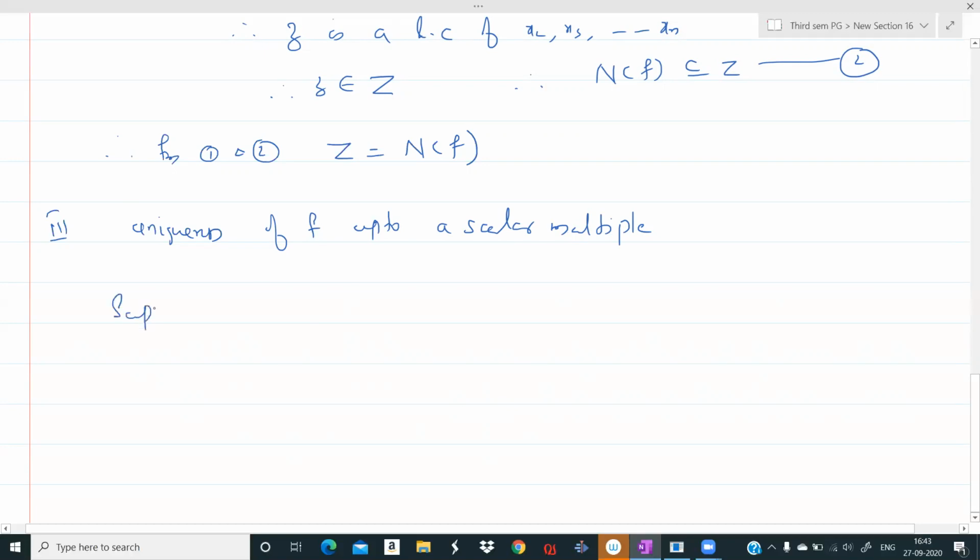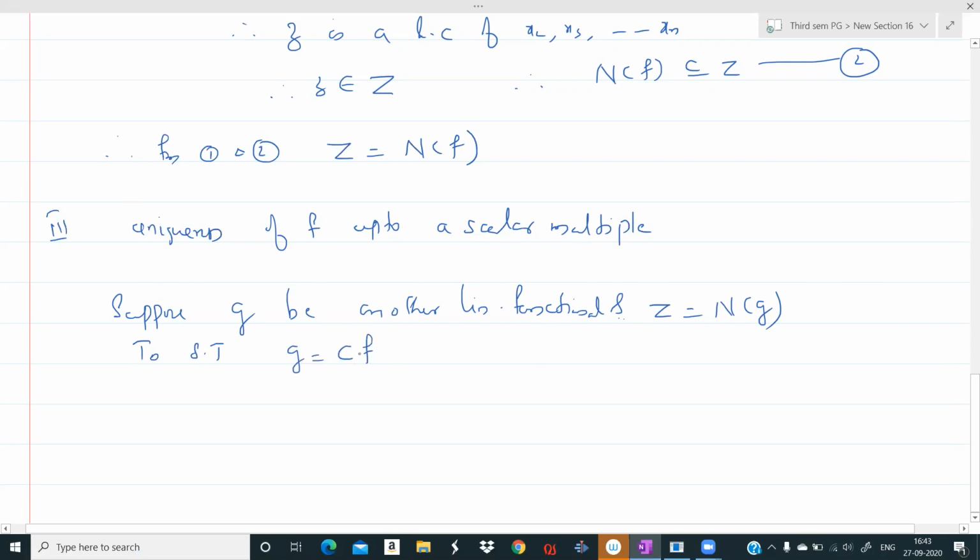Suppose G be another linear functional such that Z is the null space of G. To show that G is equal to a scalar multiple of F. So for that, we want to show that Gx is equal to C of Fx for all x belongs to capital X. That is how two functions become identical or equal.